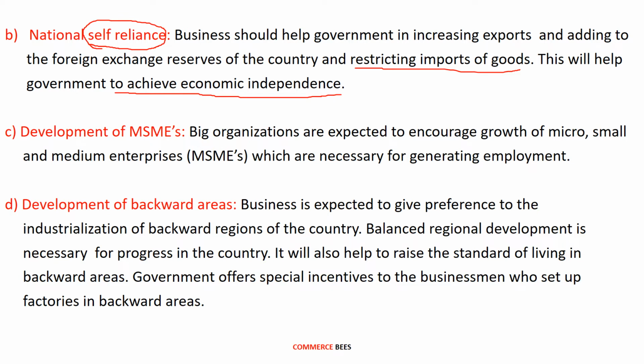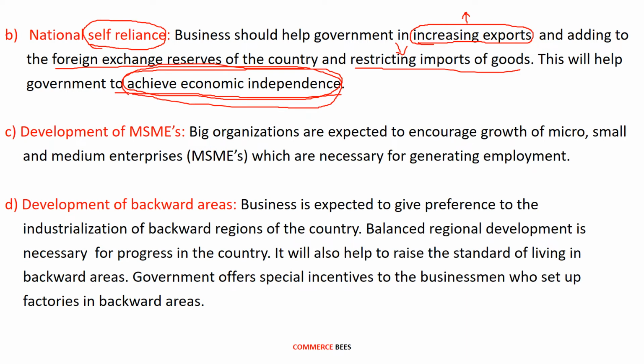So every business should try to increase the exports because if a business sells its goods or services to the foreign countries, then the foreign currency will flow into our country or into our economy. That will add up to the foreign exchange reserves of the country, and it should restrict the imports because if we purchase from other countries, then we have to pay to that foreign country in dollars. So what is happening is the currency is flowing out of the country. So every business should try to increase the exports and try to restrict the imports. What will happen if we do this? It will help in the economic independence. So a country can become economically independent if it exports more and imports less. So this is called the national self-reliance.